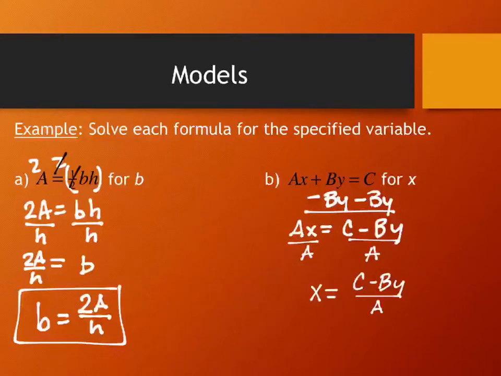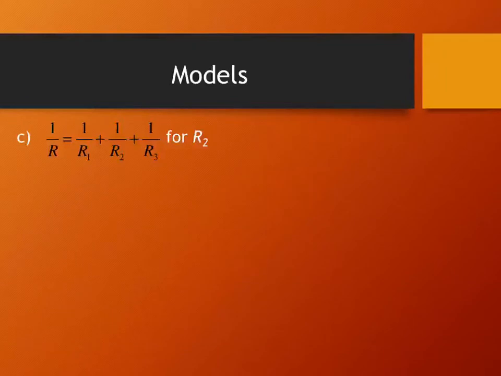Okay, number 3 is definitely the messiest looking one, because I have a bunch of fractions. So my goal is to solve for R2, which is right here, and it's in the denominator as well, which makes it messier. So as I'm solving for this, again, there's options. I have lots of ways that I could approach this problem.